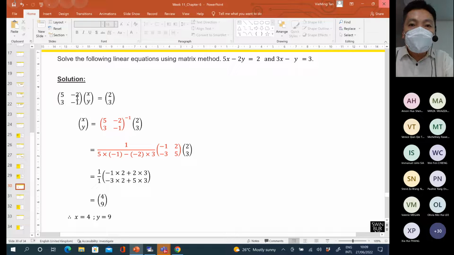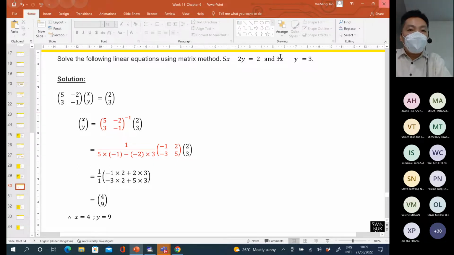How about here? Here is the coefficient for the x in the second equation, and this is the coefficient for the y value for the second equation. So we put it here. We need to allocate all these coefficient values into this format first, so that we can use the matrix method to solve the problem.